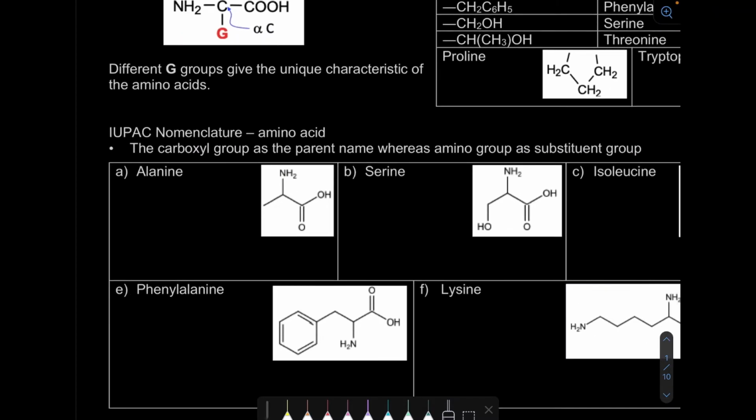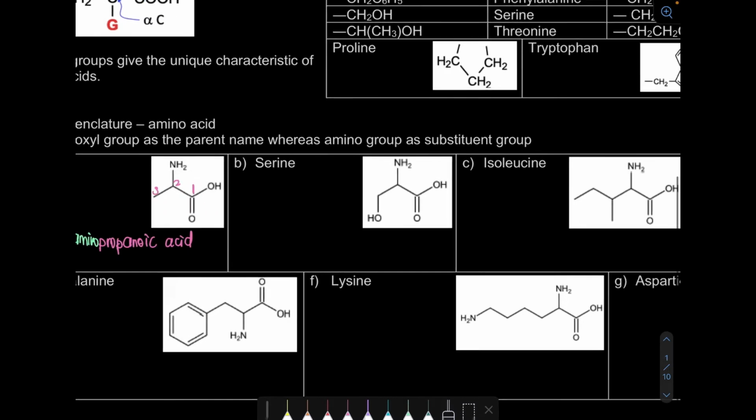For the case of alanine, how do we name it? Look at how many carbons there are. We start from the C double bond O, so that carbon will be number 1. We have 3 carbons, so it becomes propanoic acid. But on carbon number 2, we have our methyl and amino. So it is 2-amino propanoic acid. It must be written together.